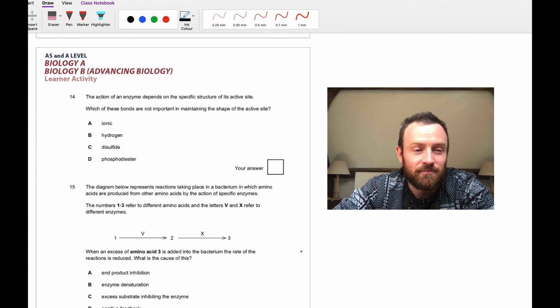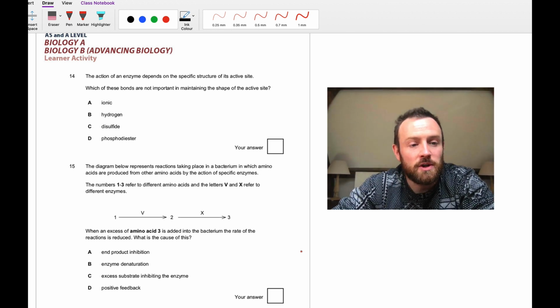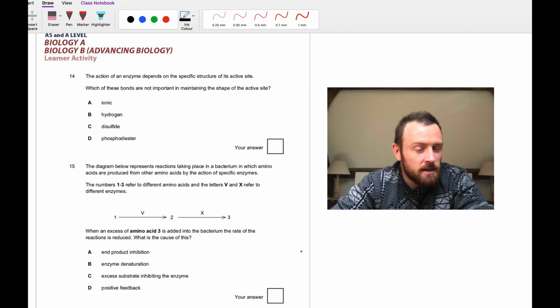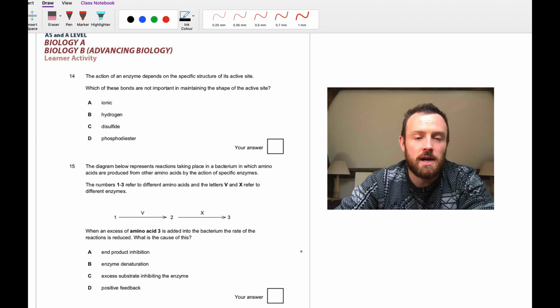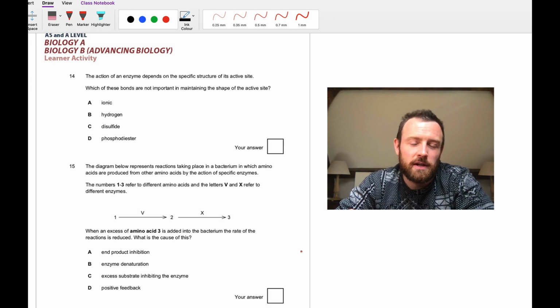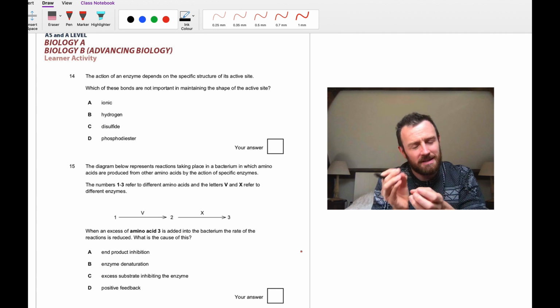14. The action of an enzyme depends on the specific structure of its active site. Which of these bonds are not important in maintaining the shape of the active site? So really any bond in the structure of a protein can be one that's involved in stabilizing the whole structure and therefore controls to some extent the shape of the active site.